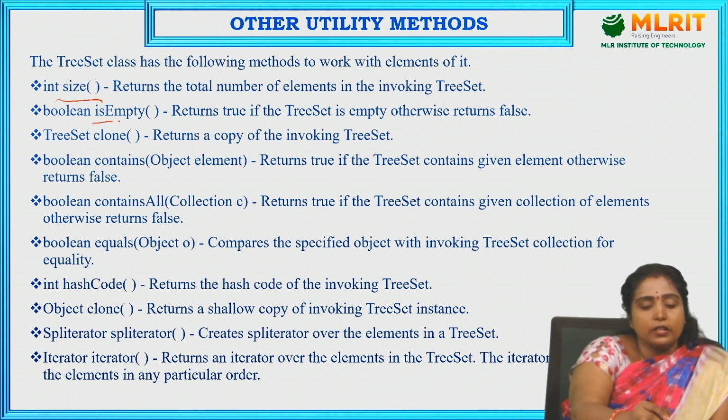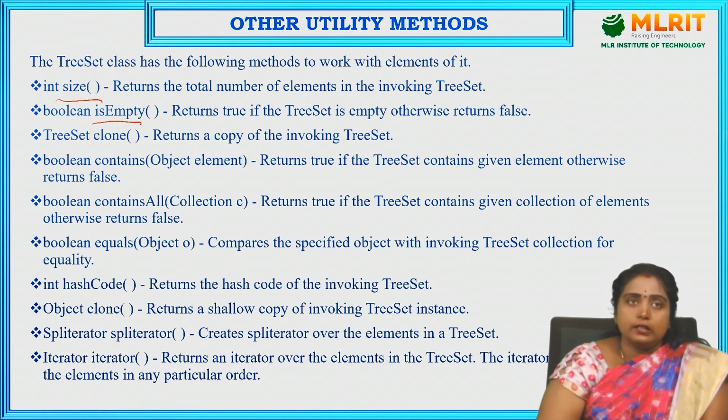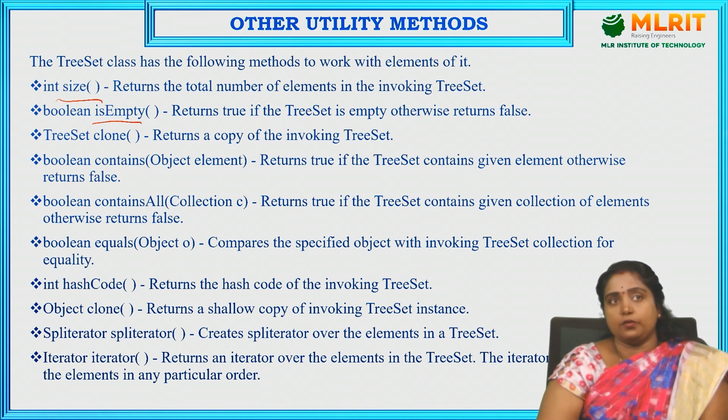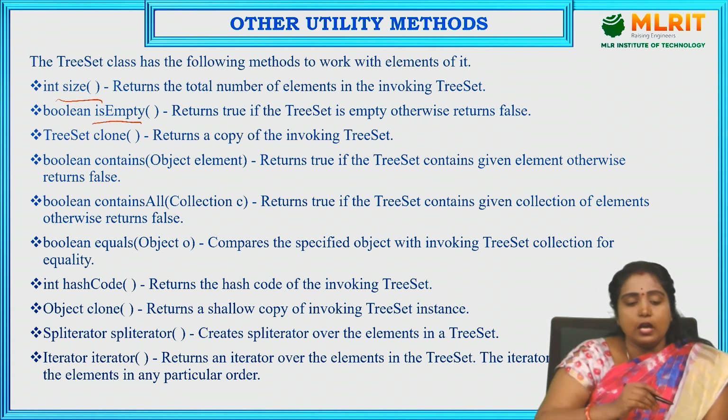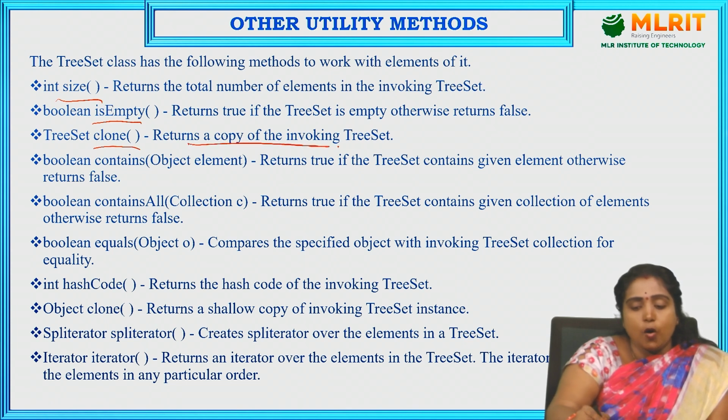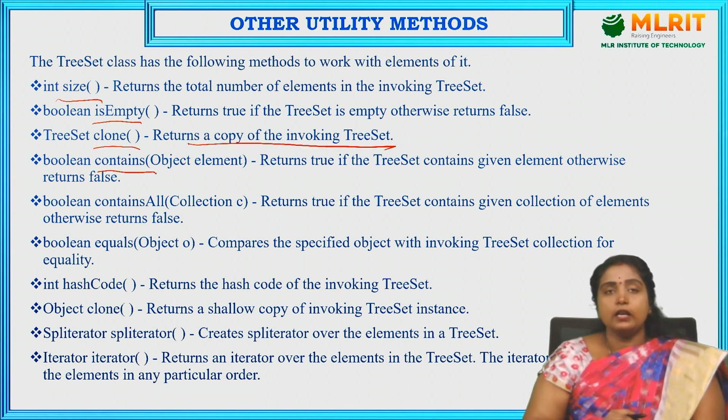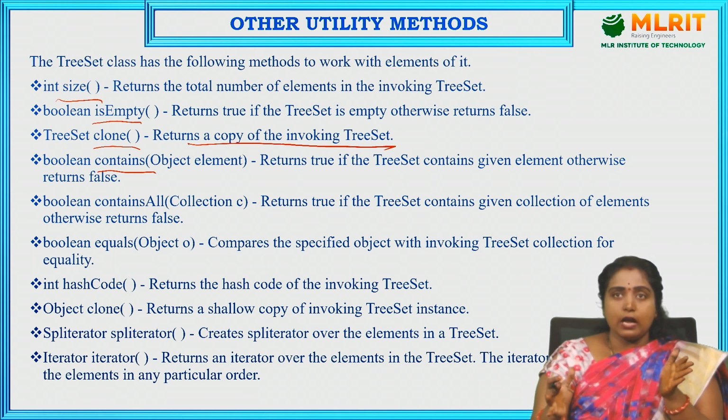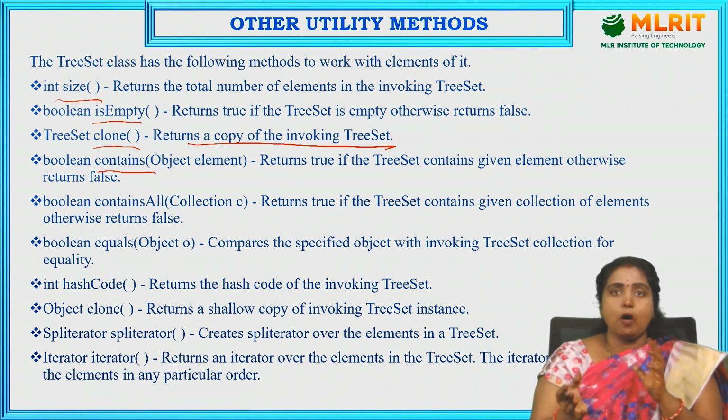And isEmpty, it will check whether the TreeSet is empty or not. If the TreeSet is empty, it will return you true, else it will return you false. Clone, it returns a copy of the TreeSet. And contains, it will compare the given value with the TreeSet values, and if the element is found, then it will return you true, else it will return you false.